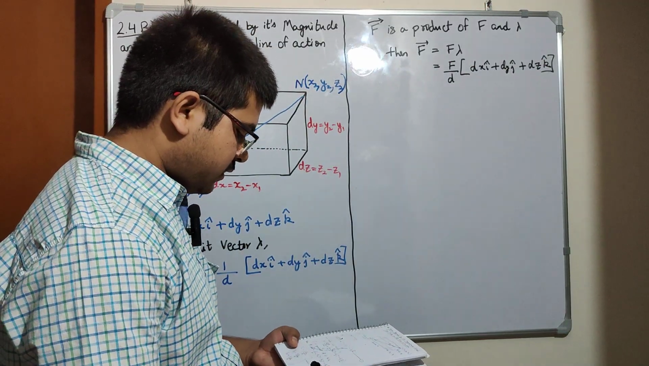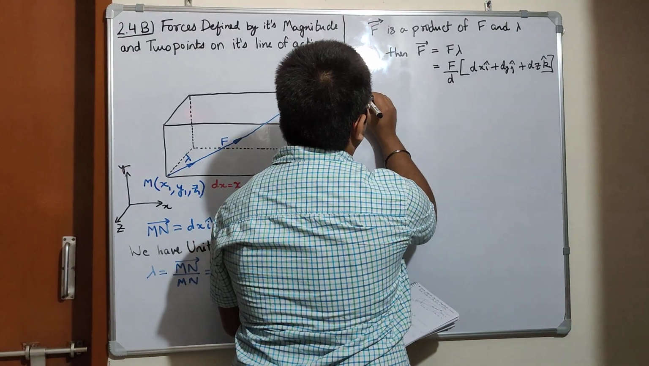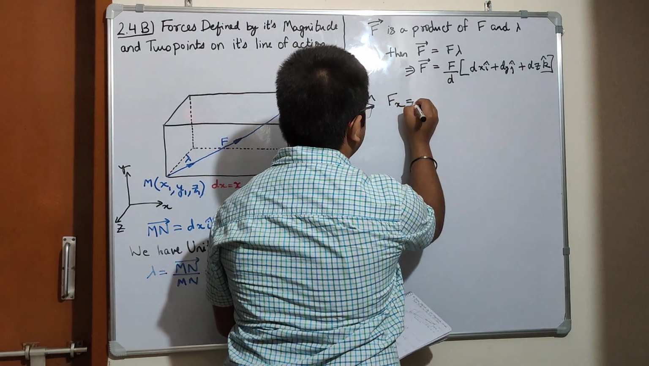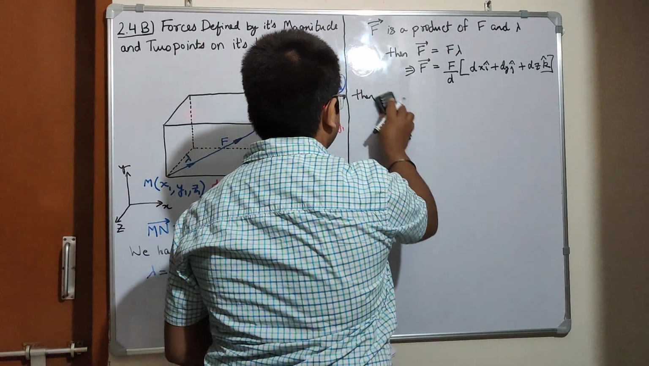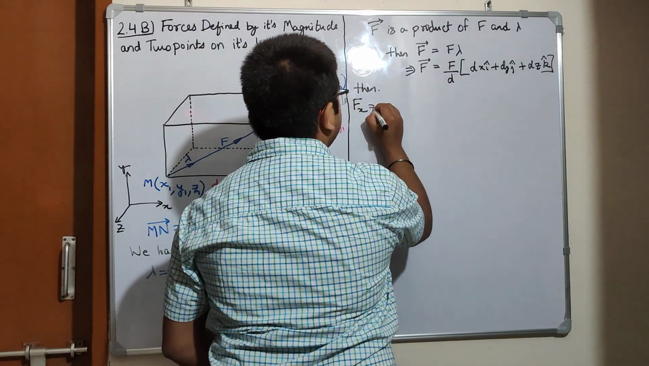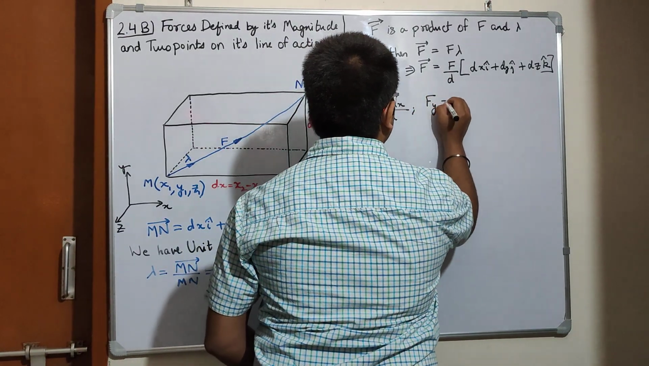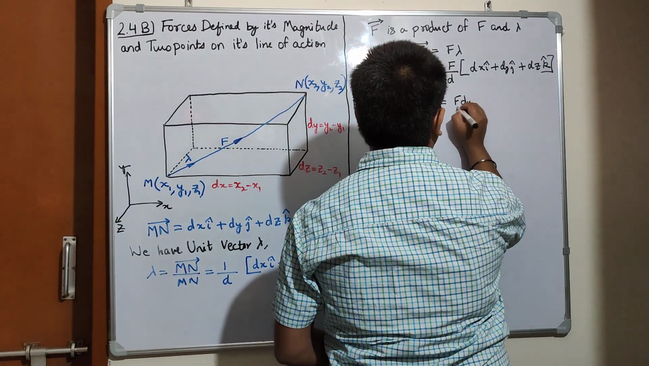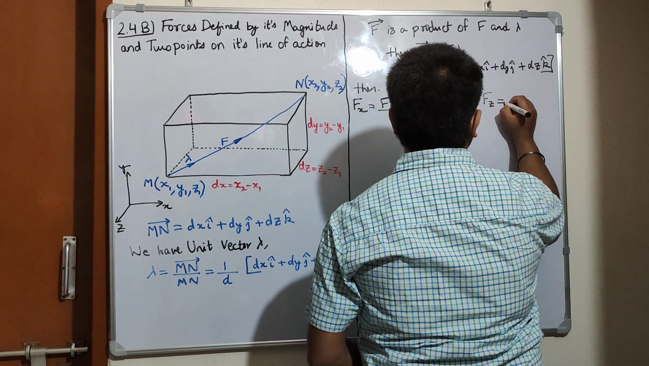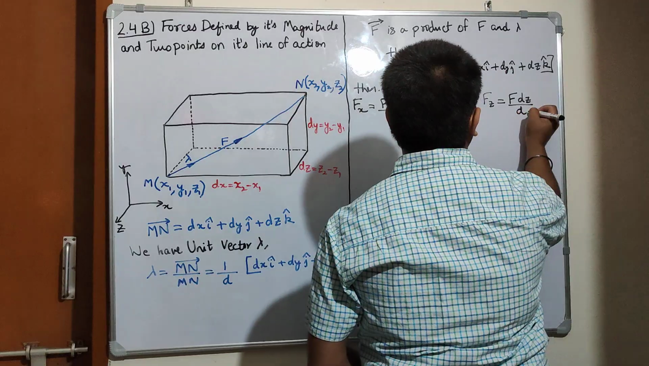Now we can say that Fx, the component of F in the x direction, would be equal to, our F vector is this, then Fx equals F dx by d, Fy equals F dy by d, and Fz equals F dz by d.